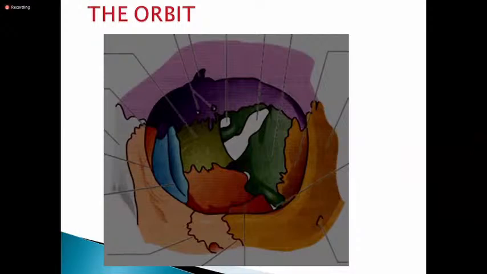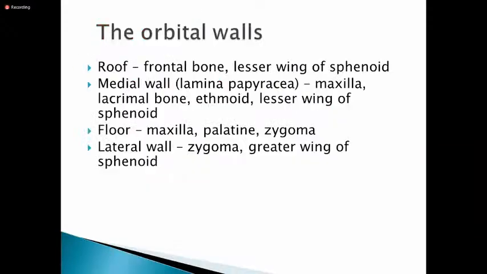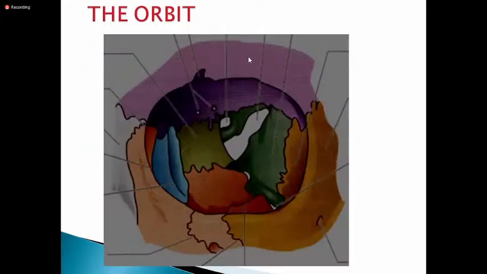So the orbit, we are talking about the supportive structures of the eyeball. Of course, from your anatomy, I'm sure you have done orbital bones. You know the orbital walls, the superior, the medial. The superior orbital wall, this one here, the medial orbital wall, this one here. You remember the frontal bones, the greater wing of the sphenoid.